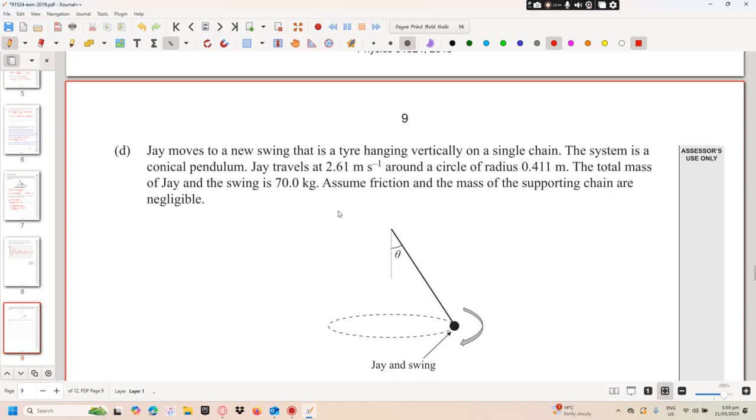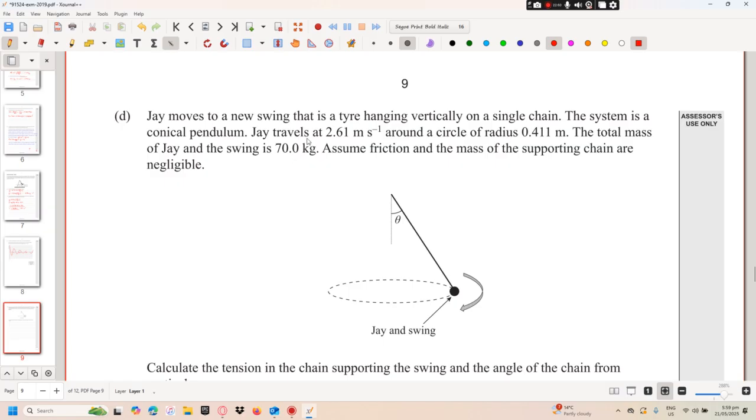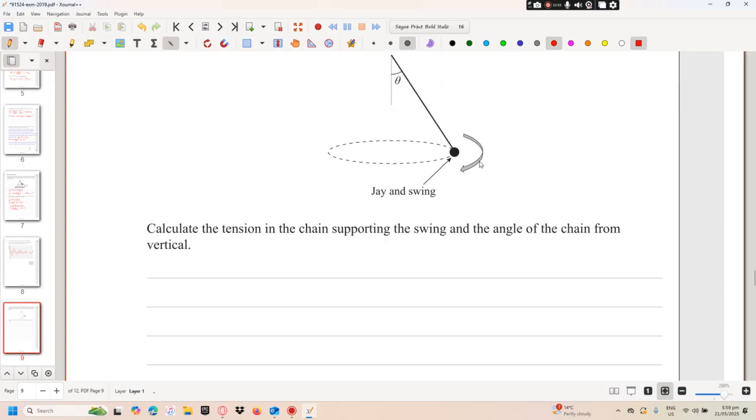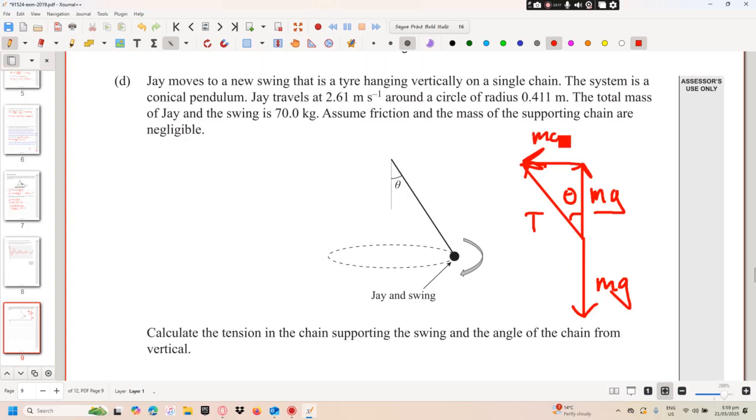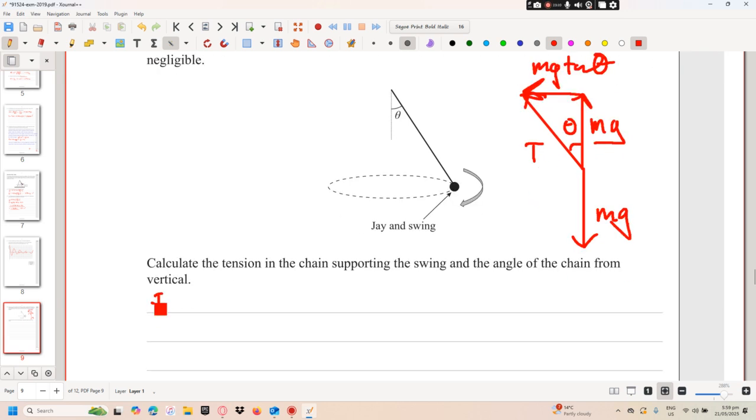Oh my god, it's a circular pendulum or whatever it is. Kind of pendulum. Okay, so the point of this one is that the weight force is going to be equal to the vertical component of the tension force, and that's theta there. So mg tan theta. Okay, so Fc equals mg tan theta equals mv squared over r.